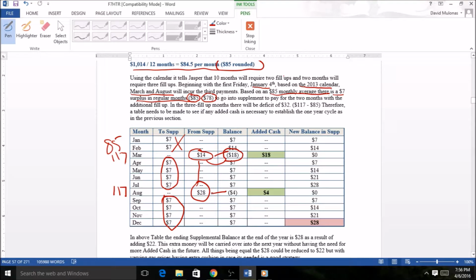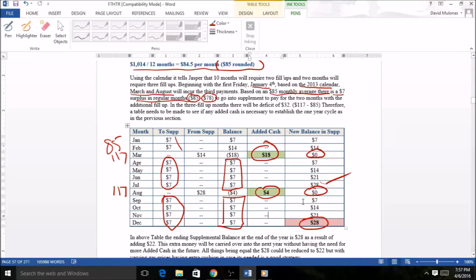So you can see when we're in the negative here that we have to throw cash in, of course, right? So in this case it's $18 to make it 0. So now everything's good again. Then we pile up another $28 here. And then we run $4 short. Throw in the $4, we're back to 0. And then we get another run here of 28. Hence, at the end of the cycle, the new balance in the supplemental account will be $28.